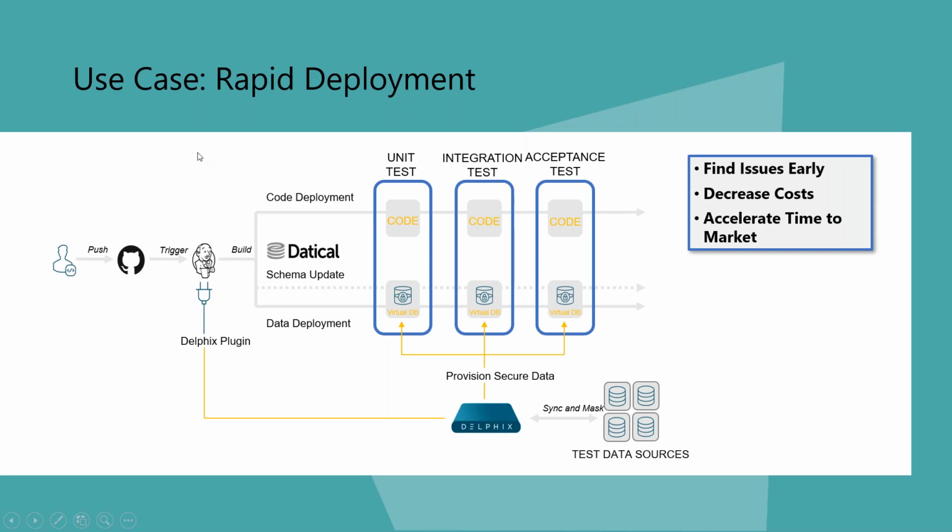Delphix is able to provision that data to those lower environments in just minutes, which allows you to start with production-like schemas in your lower environments. So what does that actually enable? Now if you're using Delphix in this flow diagram to provision those lower environments with production-like data, you're able to package up those data changes with Datacle and deploy those data changes to production-like schemas.